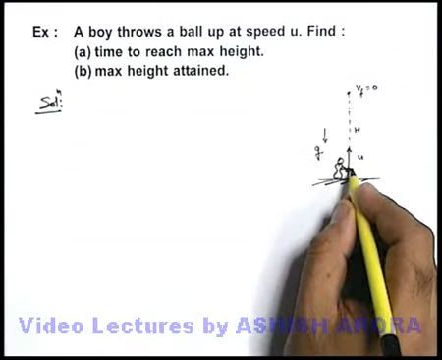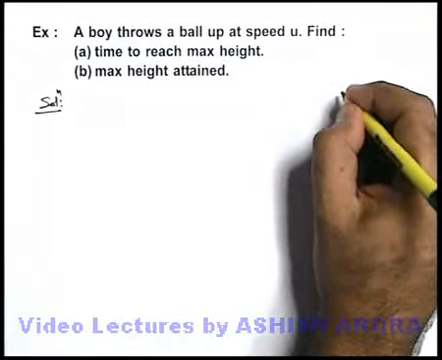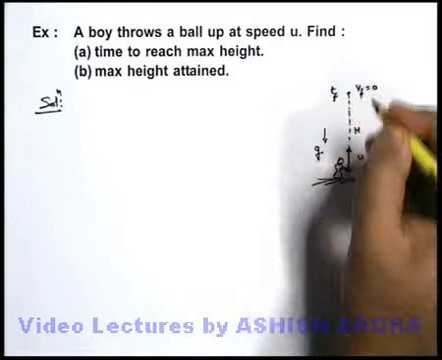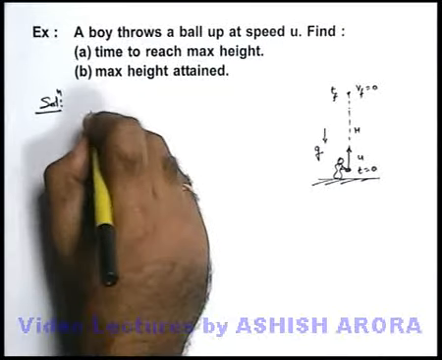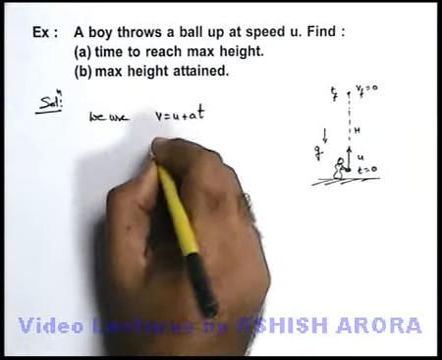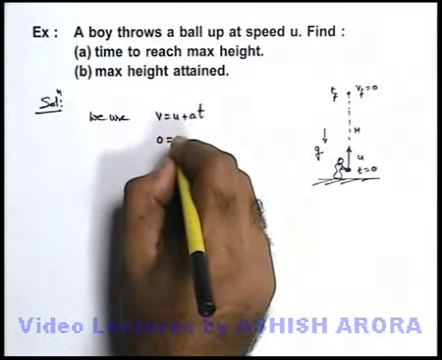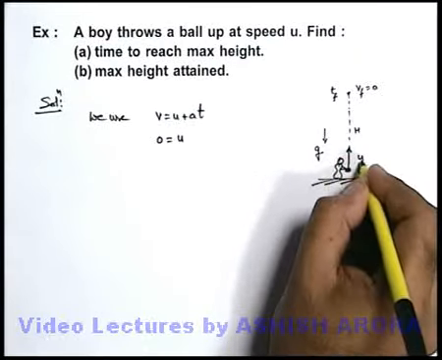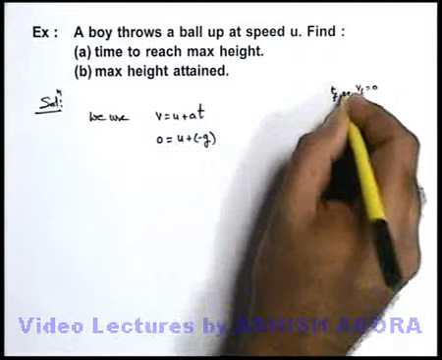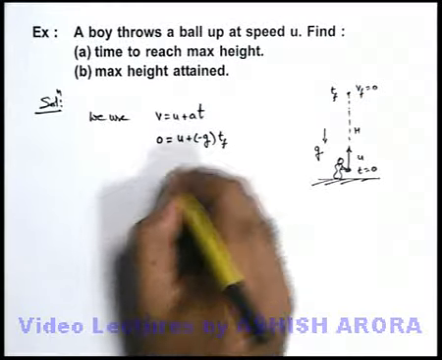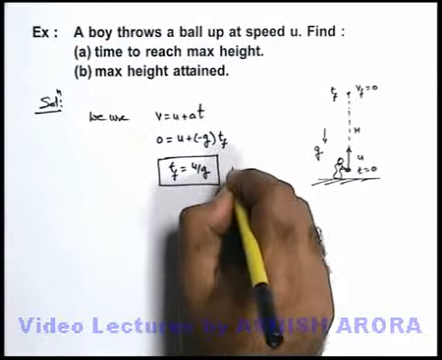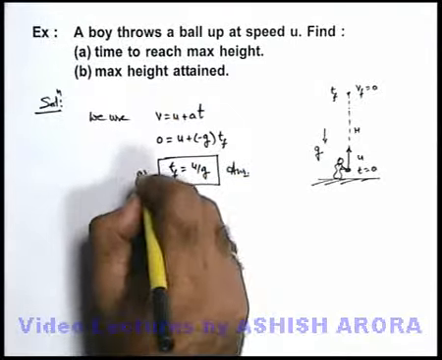So if we find out the time to reach maximum height, say it was thrown at t equal to 0 and at time tf, it reaches the maximum height. Here we use v equals u plus at. Here final velocity we take as 0, initial velocity we take as u. As acceleration is opposite to velocity, we write acceleration as minus g, and the total time to reach maximum height is tf. So tf can be written as u by g. This is the answer to the first part of this question.